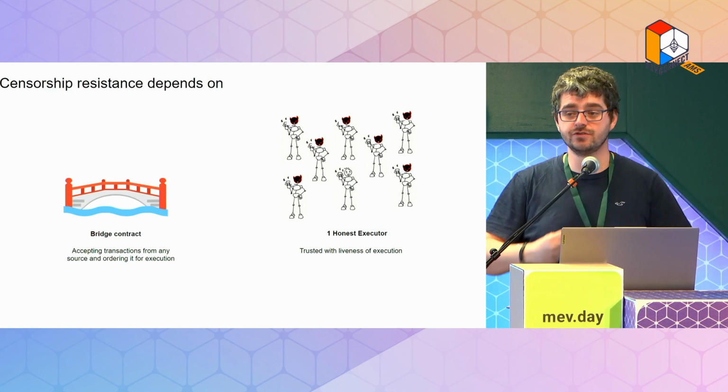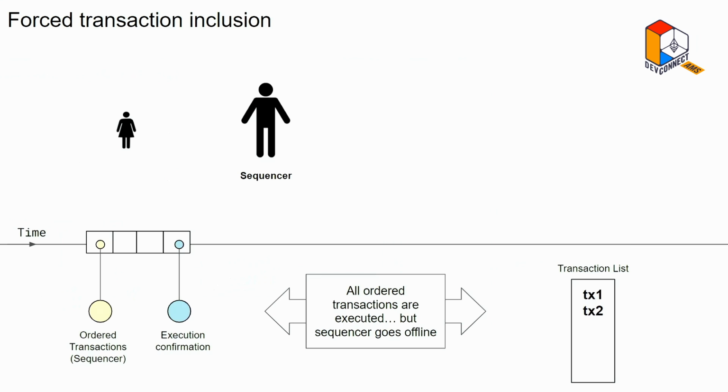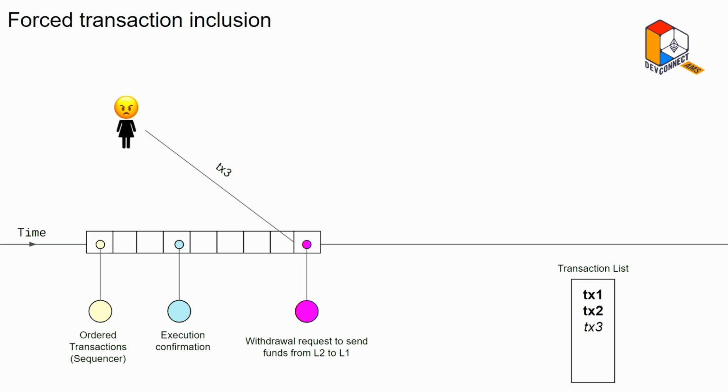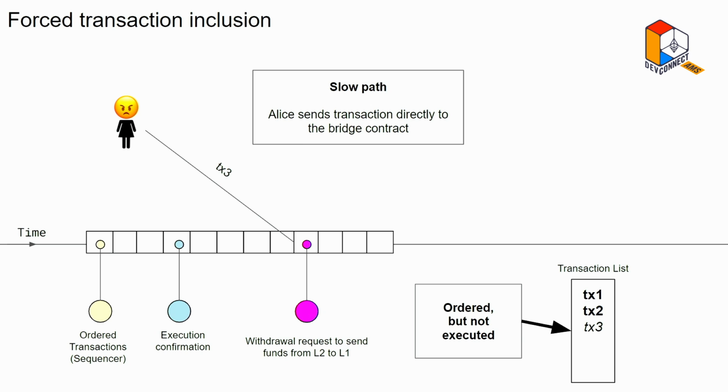Now, this is where we start getting to the interesting part. I know that was a lot of background information. So let's consider how censorship resistance is implemented. In the bridge, there's two transactions that have been confirmed and finalized, transaction one and transaction two. Alice sends the transaction to the sequencer, she gets ignored. She can then send it to the bridge contract, and the bridge contract will order this for execution. Then eventually, an executor can pick it up and finalize its execution. And we call this the slow path, the slow path to get your transaction confirmed and processed.